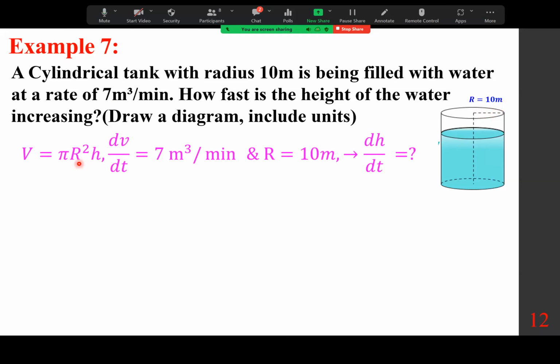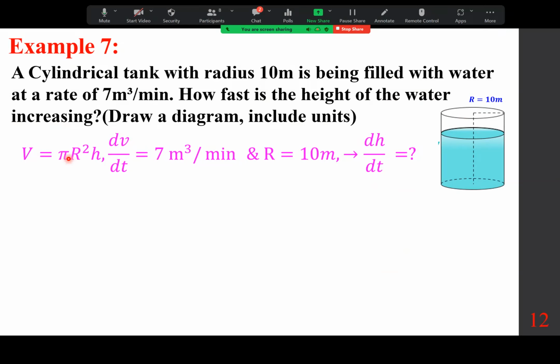The volume is a formula from geometry, algebra, trigonometry, you name it. dv dt is given, 7 cubic meters per minute. R is fixed at 10 meters, r doesn't change because it's a cylindrical shape. And how fast is the height increasing, dh dt, or changing? By the way, they might say changing, and if it ends up being positive, that means increasing. If it's negative, that means decreasing.